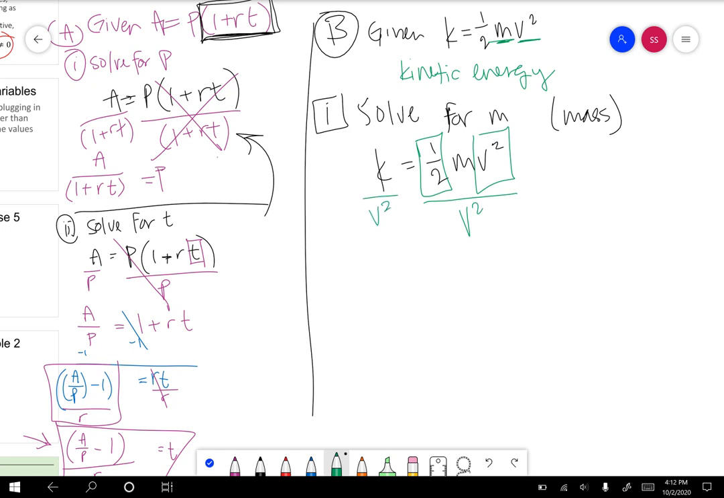Okay. So velocity squared divided by velocity squared would just cancel out. On the other side, we are left with k divided by, or kinetic energy divided by velocity squared equals 1/2 m.